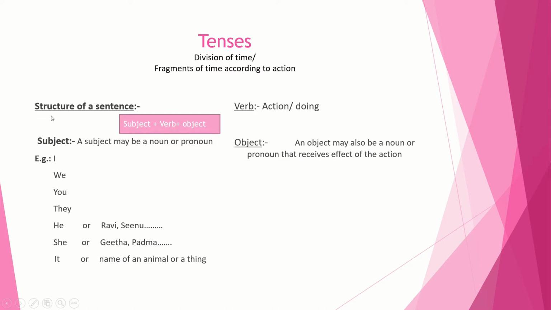Before knowing tense, let us know the structure of a sentence: subject plus verb plus object. So a sentence must have a subject, a verb and an object. And what is a subject? A subject may be a noun or pronoun. What is a noun? A noun is the name of a person or thing or an object. Name of things and persons is known as subject. And what is a pronoun? A pronoun is a word that is used instead of names of persons and things.